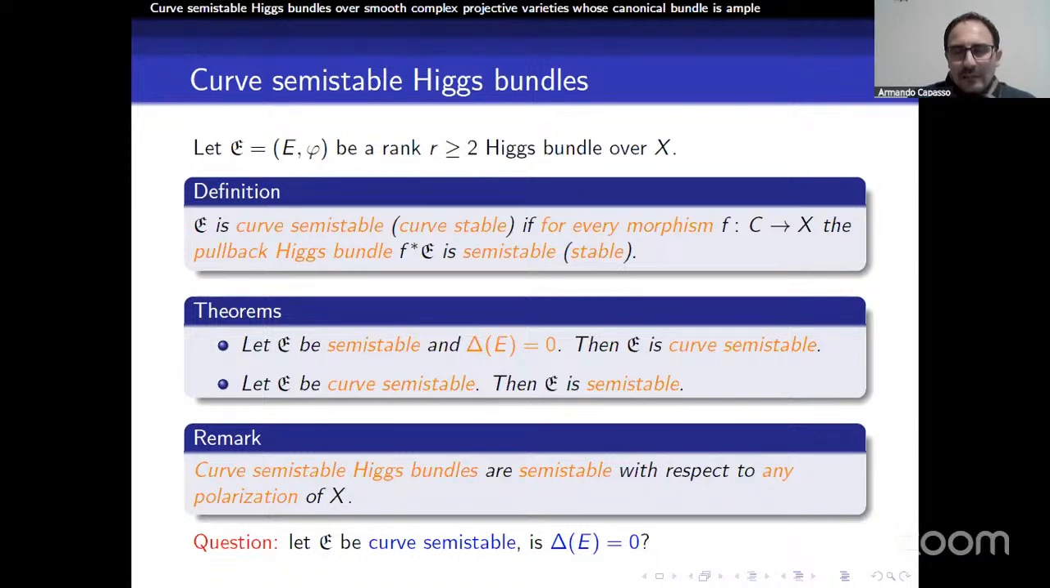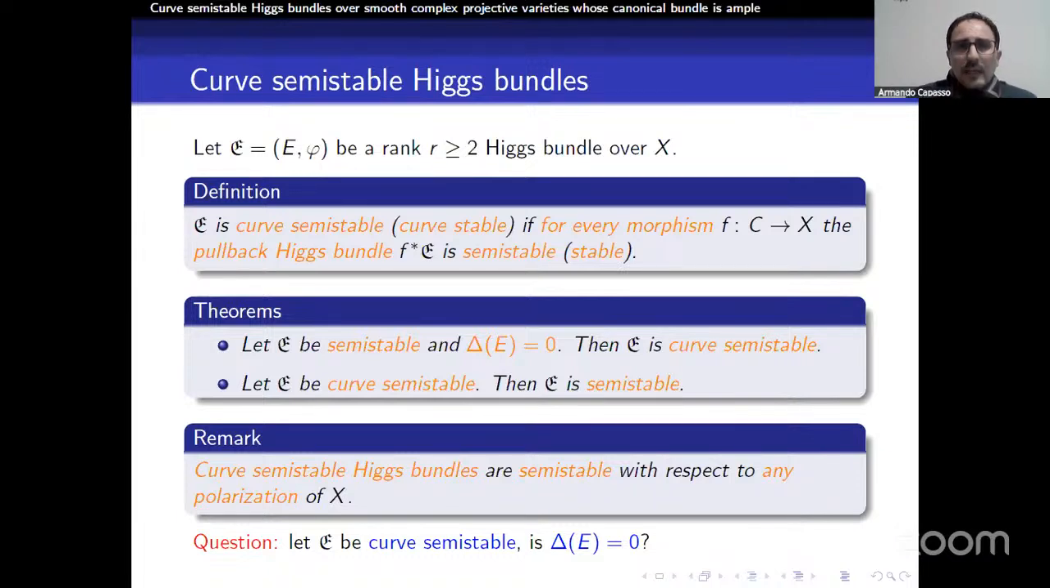Another important item is that curved semistable Higgs bundles are semistable with respect to any polarization of X. So in this case, the polarization is useless. In the case, I repeat, of curved semistable Higgs bundles, the polarization in some sense is useless. Of course, in order to compute the slope, the degree, and whatever you want, I need a polarization. But the curved semistability does not depend on the fixed polarization.